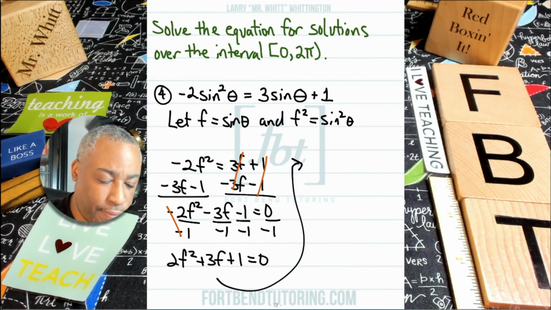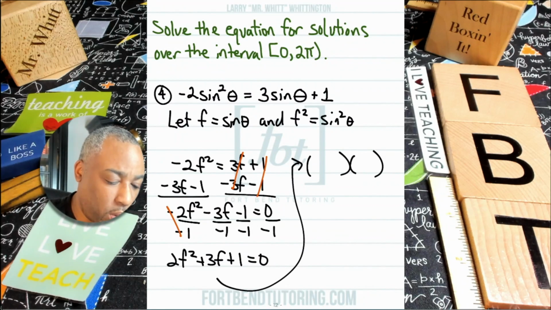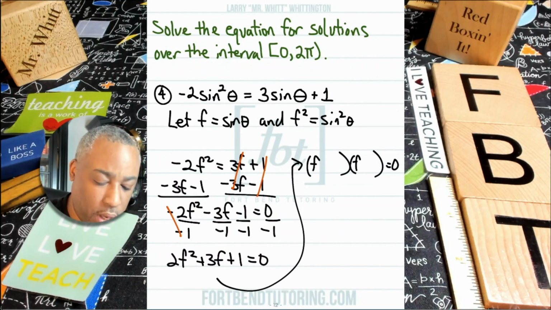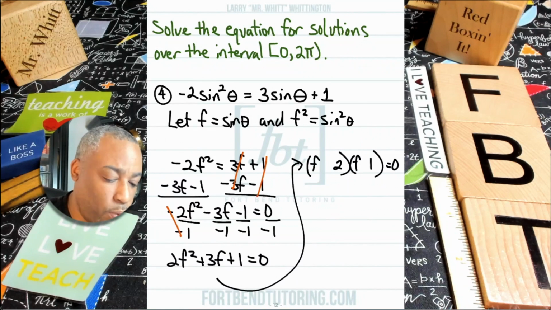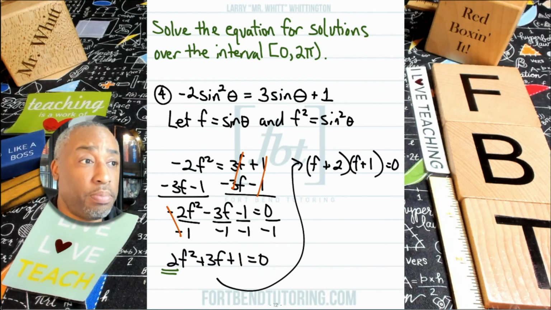We're going to have two sets of parentheses equals 0. We're going to need our variable f. If we multiply 2 times 1, a times c is 2. 2 factors of 2 that add to give you 3 is 2 and 1. So I have a 2 here. I have a 1 here. Both will be positive, and then I'm going to divide both of my factors here by 2.